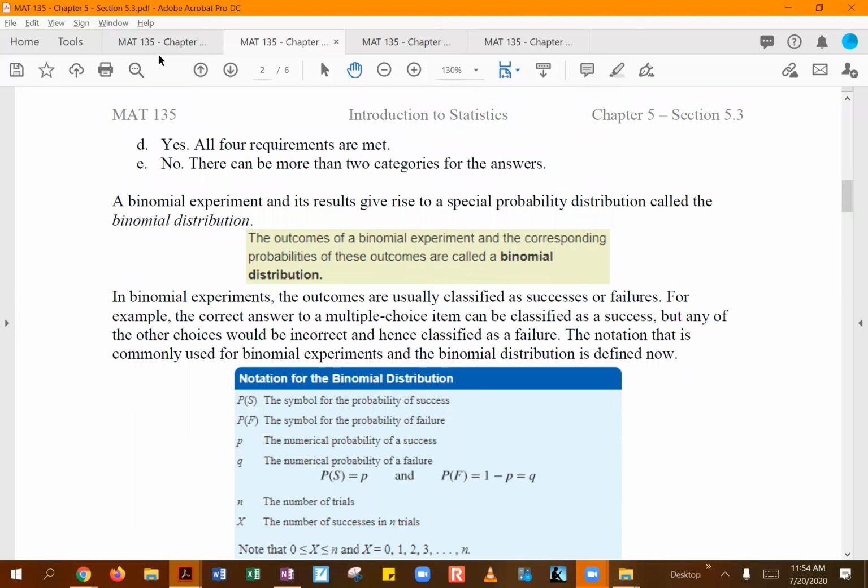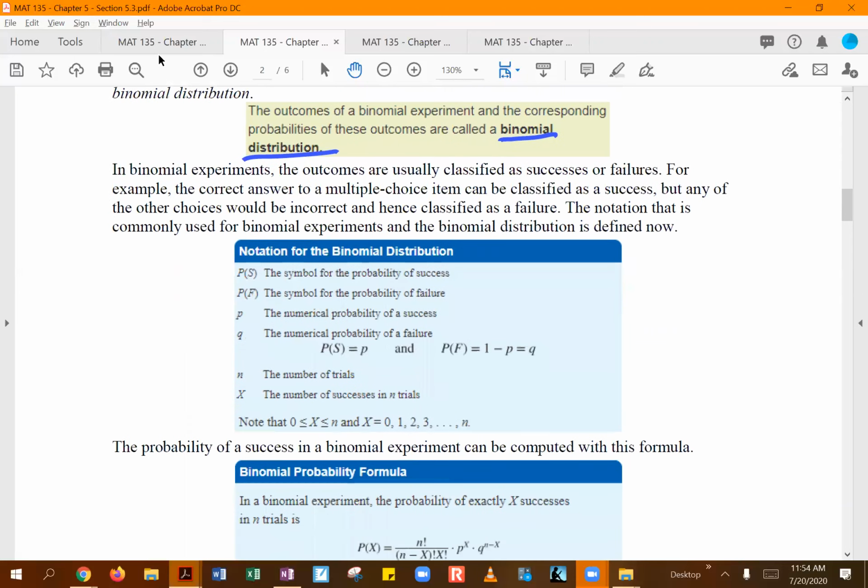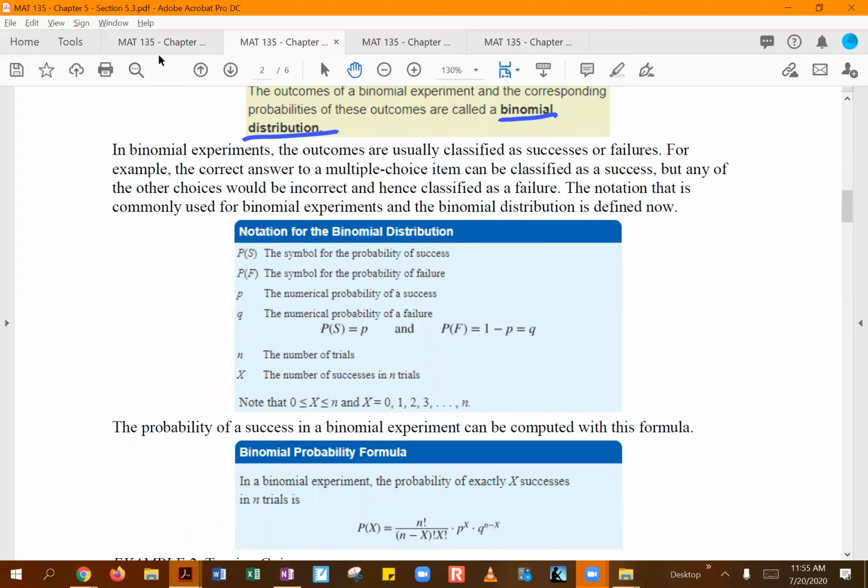So they are saying a binomial experiment and its results give rise to a special probability distribution, which is what we call the binomial distribution. So they are saying the outcomes of a binomial experiment and the corresponding probabilities of these outcomes are called a binomial distribution. Like we talked about with binomial experiments, you can think of your outcomes as being either successes or failures.